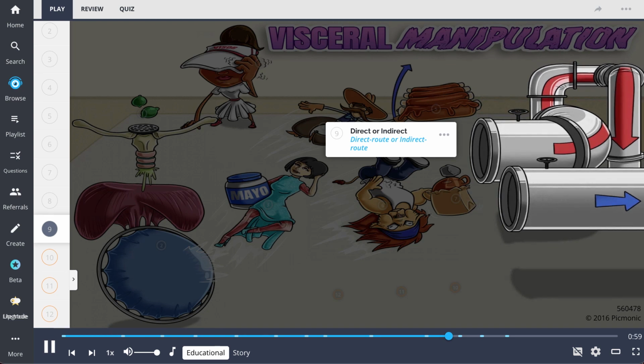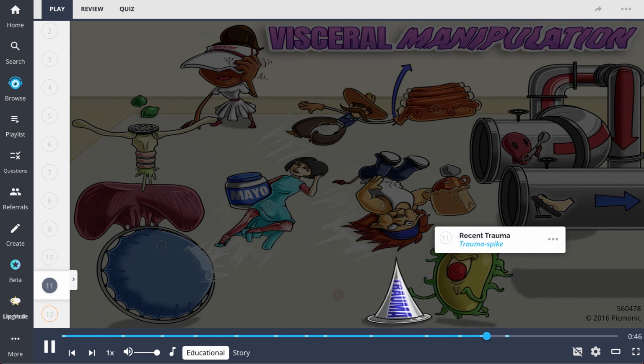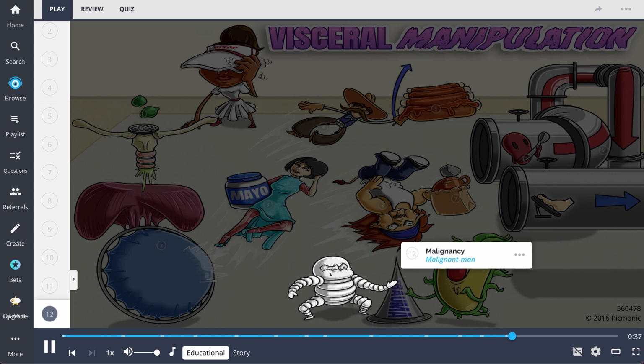Finally, there are some contraindications to visceral manipulation that we must be aware of. Infection, shown as our infectious bacteria here, is a contraindication due to the various structures affected during visceral manipulation. Likewise, recent trauma, shown here as our trauma spike, can be contraindicated depending on location and type of trauma, and should be assessed first. Malignancy, shown as the malignant man, is also relatively contraindicated. Common malignancies contraindicated to visceral manipulation include breast, ovarian, prostate, colorectal, and lung cancer.